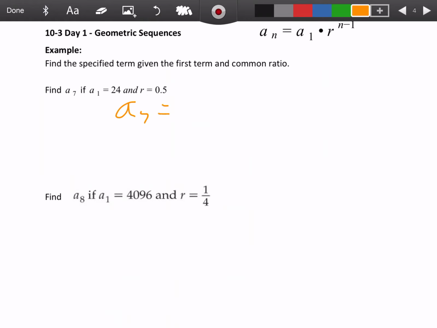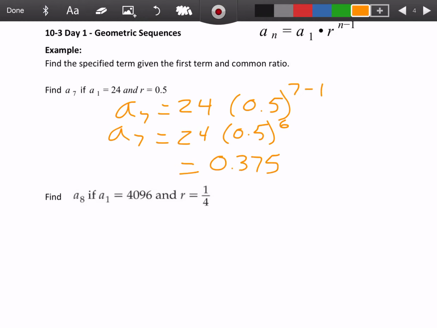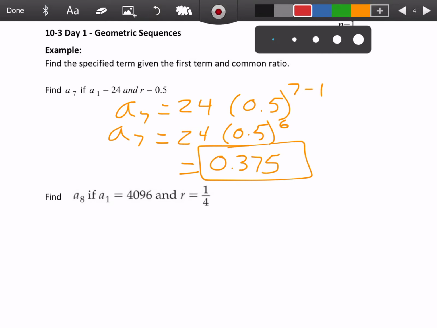So to find A of 7, we would need to use A of 1, which is 24, times our ratio of 0.5 to the 7 minus 1, just like that. So I always like to simplify it a little bit, so I'm not plugging in subtraction into the exponent there. So 24 times 0.5 to the 6, we would get an answer of 0.375. That would be our 7th term of that geometric sequence.